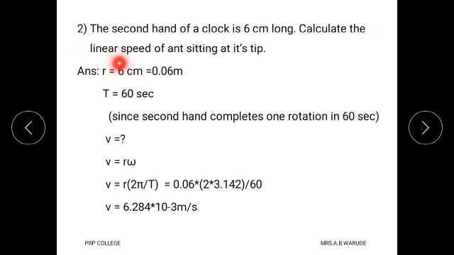And here we have to calculate the linear velocity or linear speed. That means v equals r omega, where r is as it is, and omega equals 2 pi upon t. Then put the values of r, pi and t. We get v equals 0.06 into 2 into pi, which has value 3.142, upon 60. And when we solve this, we get the answer as v equals 6.284 into 10 raised to minus 3 meter per second.